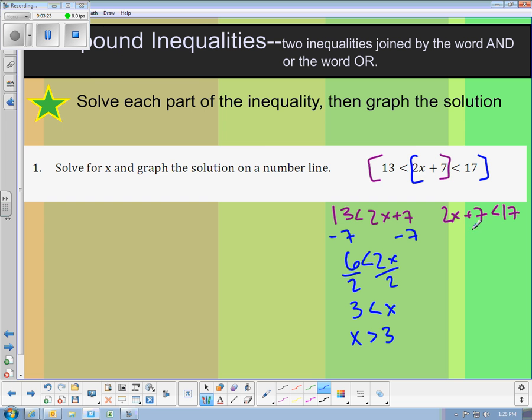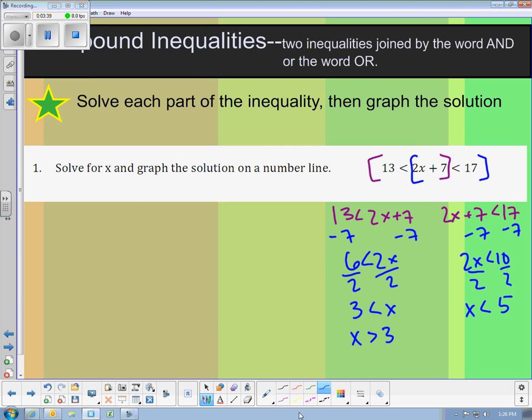And then we'd solve this one over here, subtract the 7. I have 2x is less than 10. Divide by 2. Again, I'm dividing by a positive, so it stays the same. So I have x is greater than 3 and less than 5. Now that's one way that we can do it.